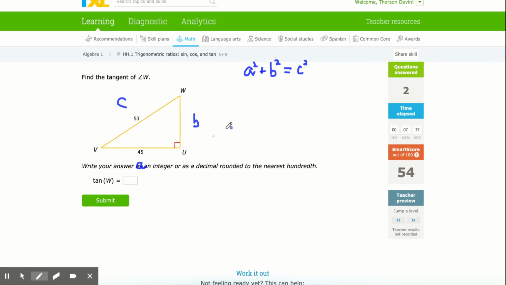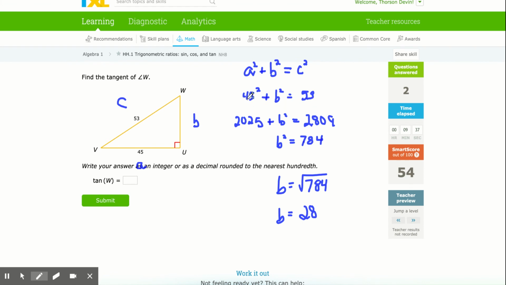And now I'm going to plug in my values. In other words, 45 squared plus some unknown side squared, that's the B, which I don't know, equals C squared, but C is 53. Now I'm going to take a calculator and do some of that math. Now I finished up this equation by squaring 45 to get 2025, squaring 53 to get 2809, subtract the 2025 over, square root now the 784 because b squared is equal to that, we get a value of 28. So this value over here now is going to be 28 for this side.